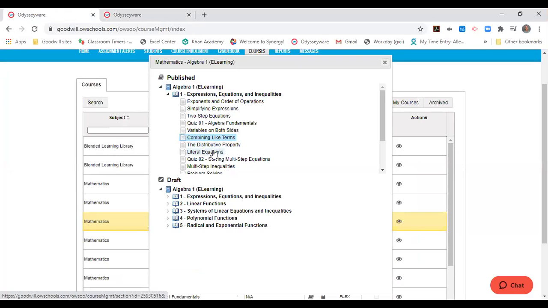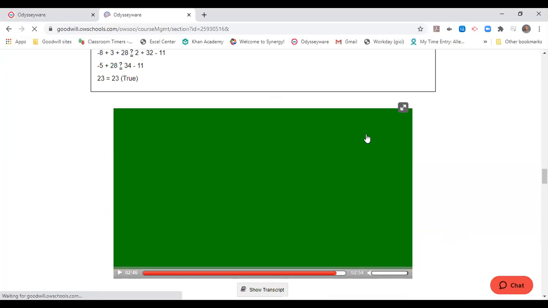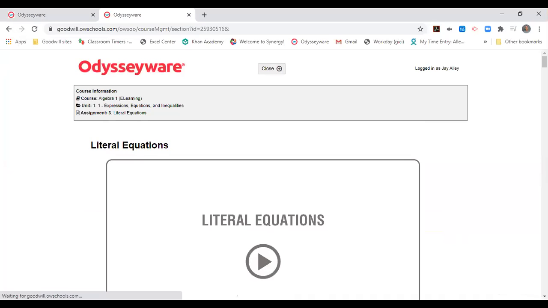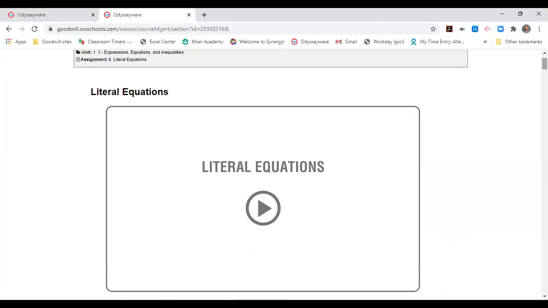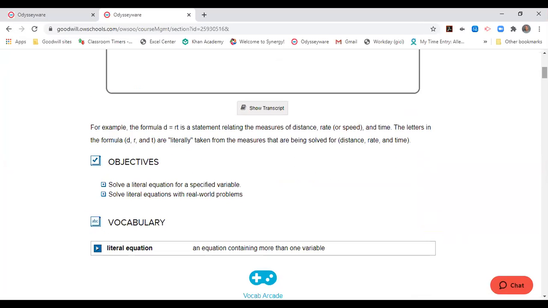Distributive property, I think we did quite a few of those already. The last piece I wanted to look at here is something called literal equations. People really get confused by these because now we're talking about equations that mostly are variables. This example here, this formula, D equals RT. That's the formula for distance. It equals rate times time.